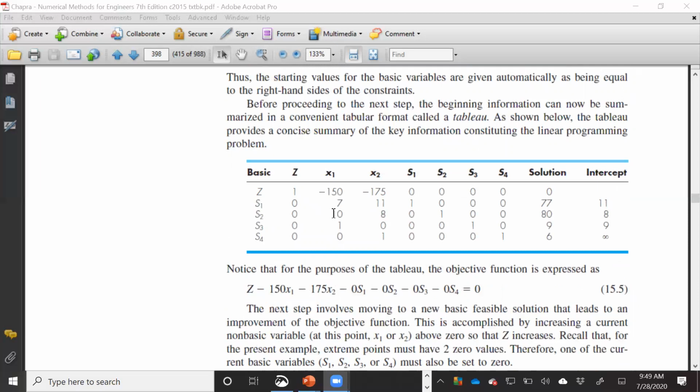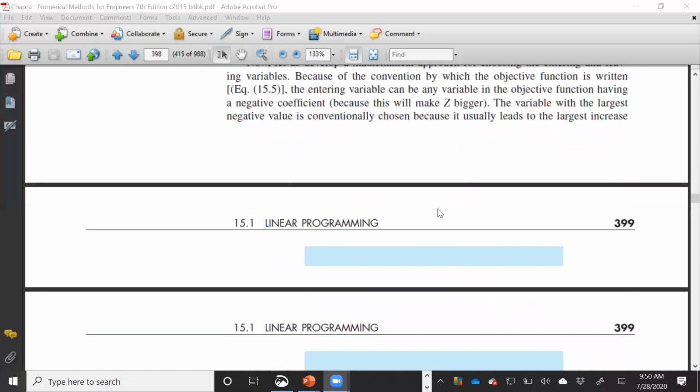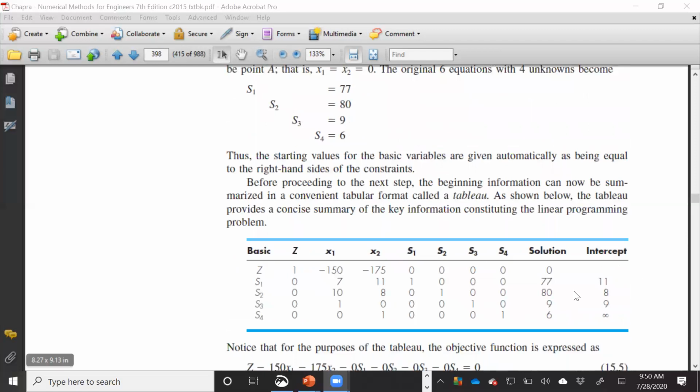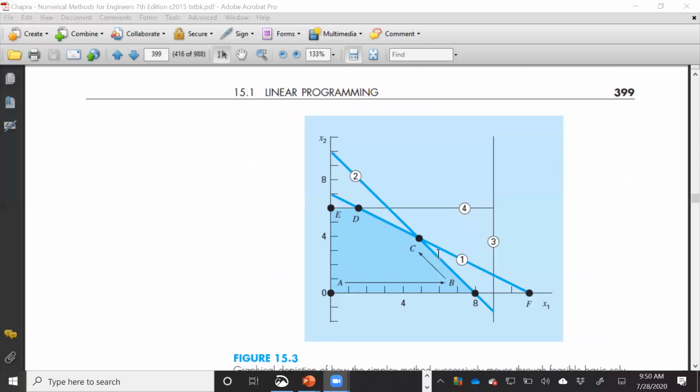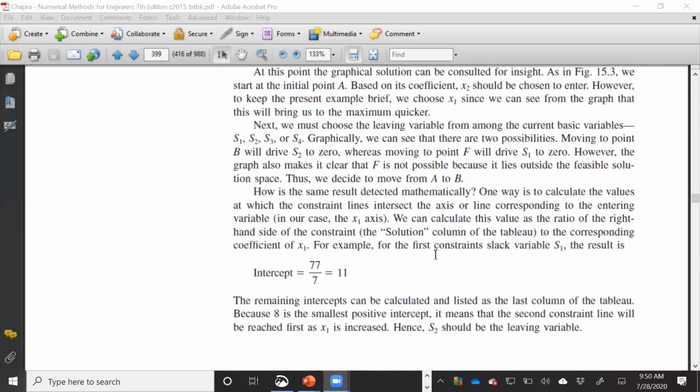Then 80 divided by 10. You divide all the values under x1. So 80 divided by 10 is 8. 9 divided by 1 is 9. 6 divided by 0 is infinity. This is how you get the value of the intercept. So 77 divided by 7 is 11, 80 divided by 10 is 8, 9 divided by 1 is 9, and 6 divided by 0 is infinity. After you get this table, I'm calling it a table, the block is complicated for me to memorize.